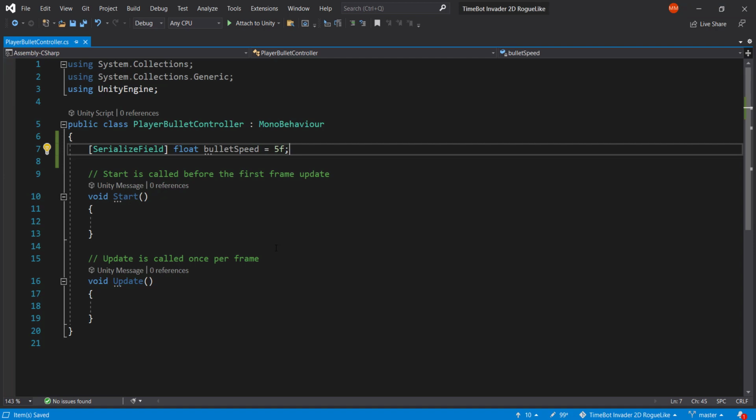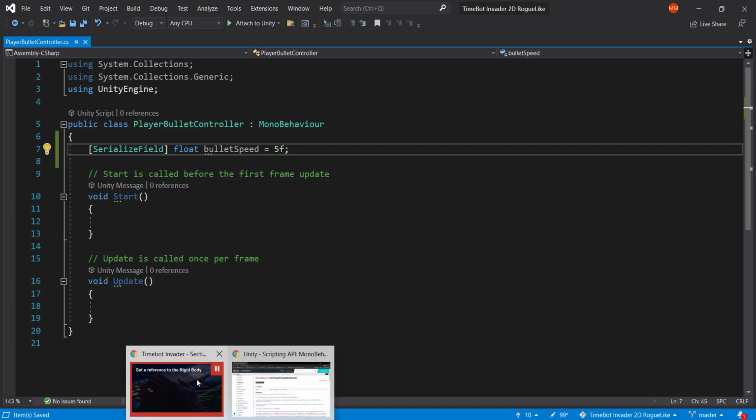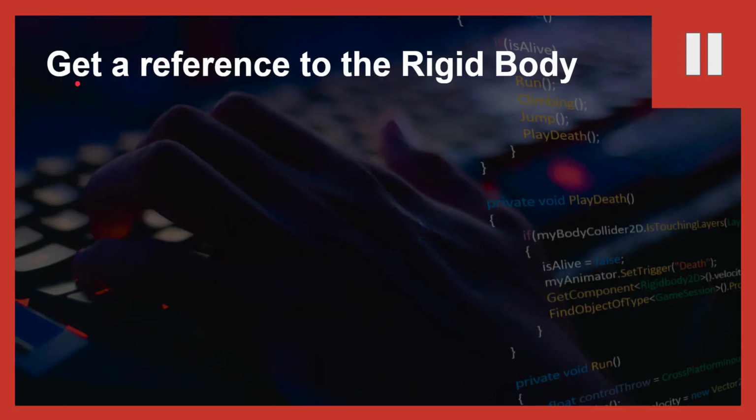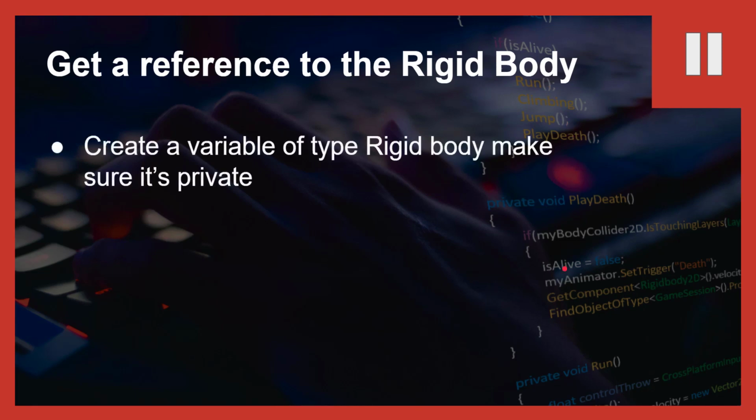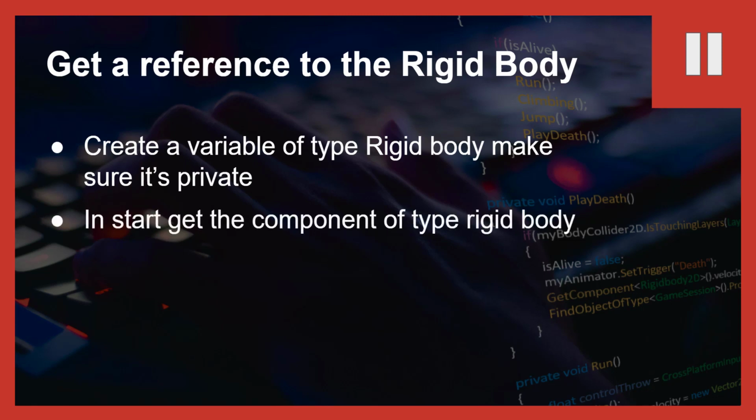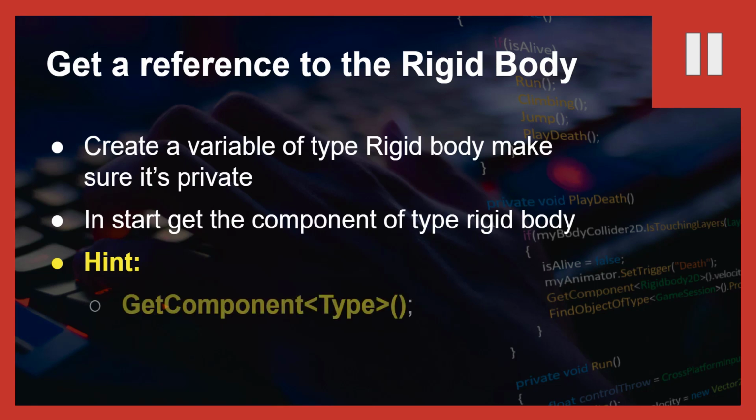In order to do that, we need a reference to the rigid body. And I don't feel like doing this, so I want to give it to you as a challenge. You'll need to get a reference to the rigid body. So create a variable of type rigid body, make sure it's private, and get the component of the type rigid body. If you already know how to do this, pause the video and go do the challenge. If not, I will give you a small hint on how to get a component. Use get component with the type in between the two little bigger or smaller signs. So pause the video right now and go do the challenge.